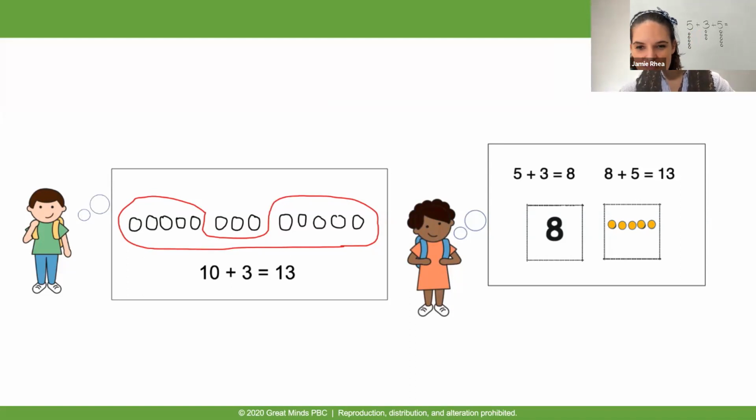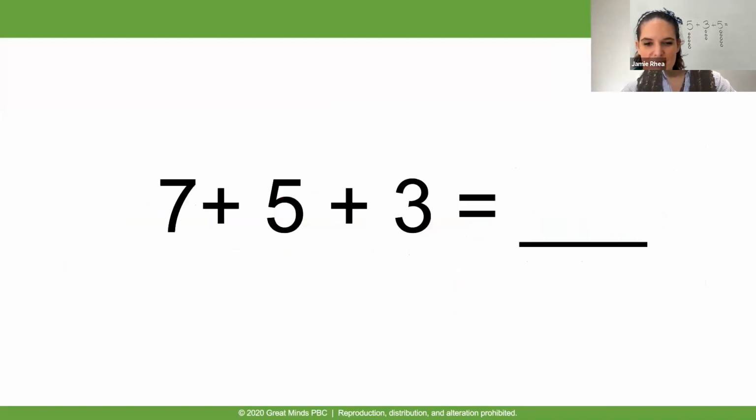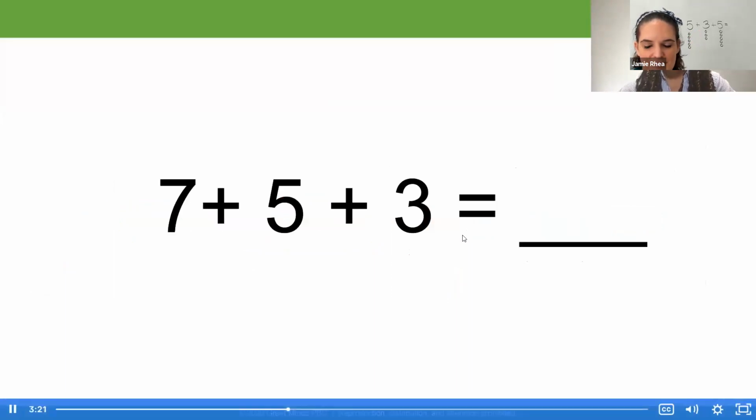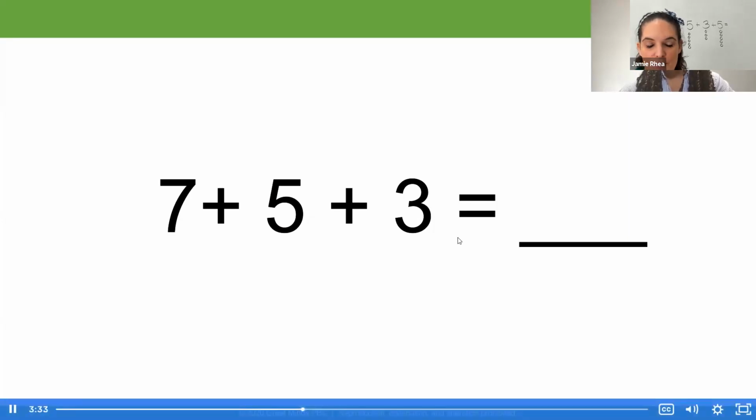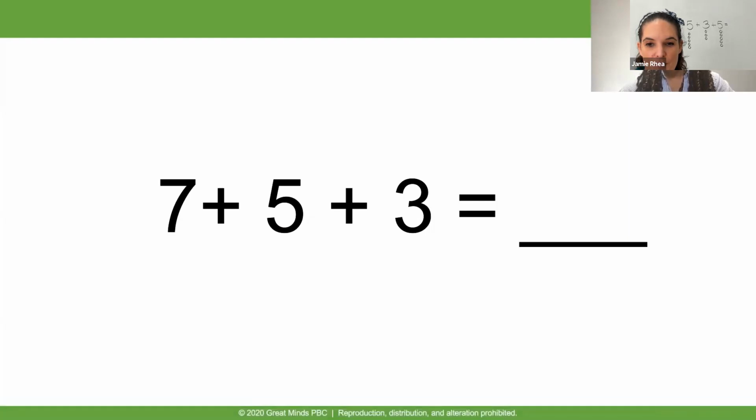Wow, okay, let's do this again. And this time, let's use Ivan's strategy of making 10 from 2 of our add-ins. Here's our new number sentence. Let's read it together. Get ready. 7 plus 5 plus 3 equals something. I want you to draw to show the 3 amounts. Press pause if you need time to complete your work. I'll be right here waiting when you press play.